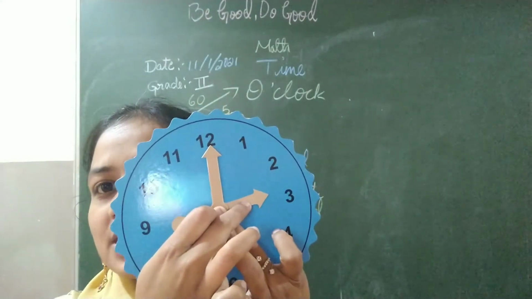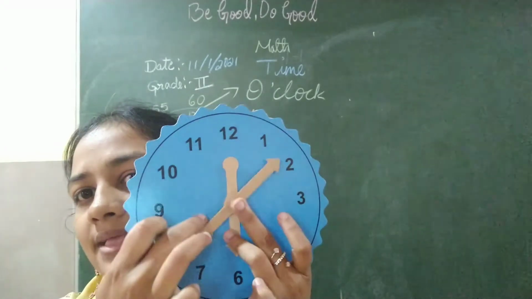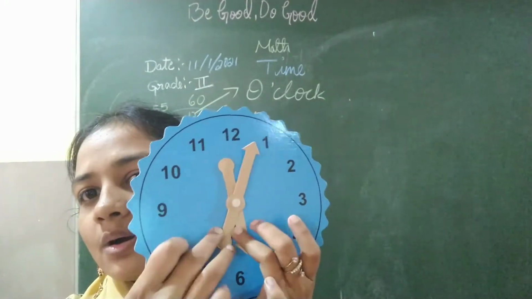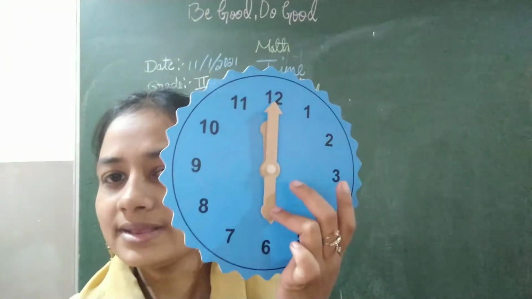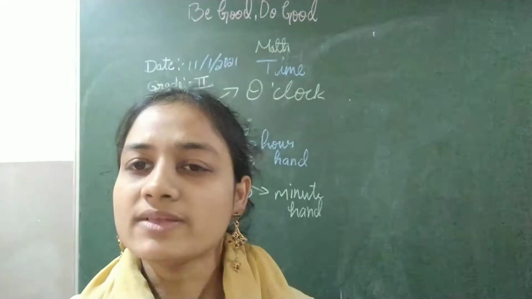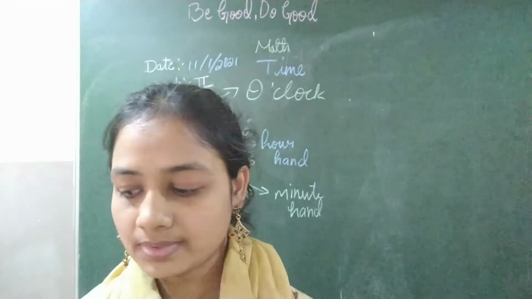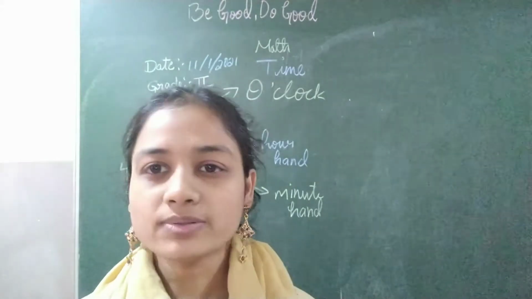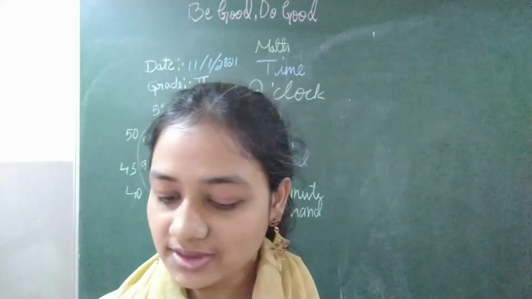Now, it is 3 o'clock, 6 o'clock, 6 o'clock. Is it clear children? So whenever the big hand is showing 12, it is o'clock. So now we have learned about the time. So now can we go for the exercise children?